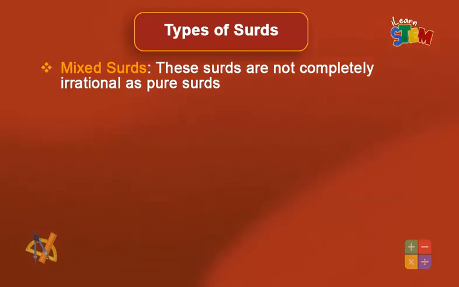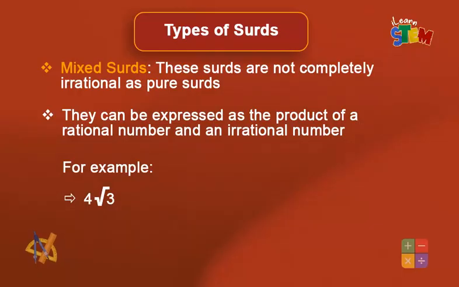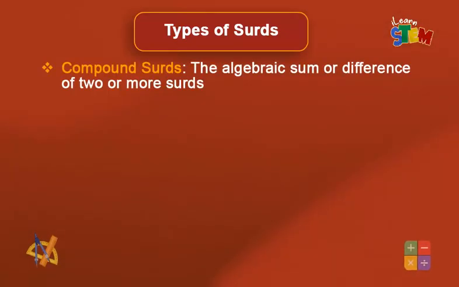Mixed surds. These surds are not completely irrational as the pure surds. They can be expressed as the product of a rational number and an irrational number. For example, 4√3 and 9√5. Compound surd is the algebraic sum or difference of two or more surds.